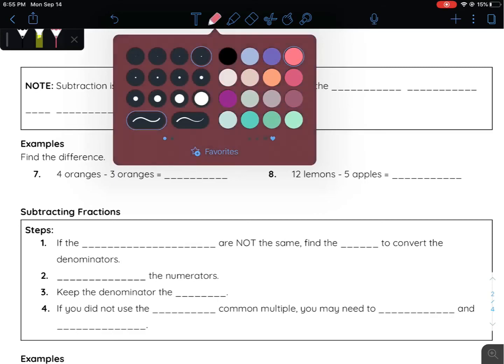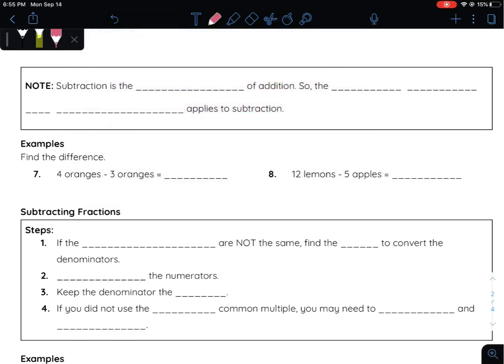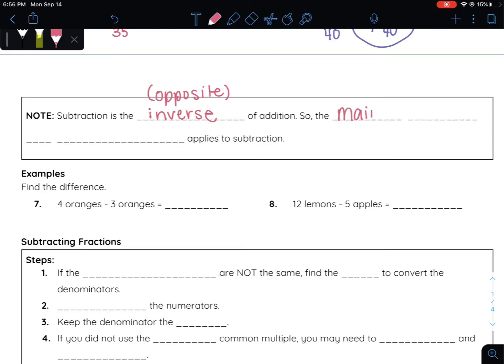So subtraction is what's called the inverse of addition. Another word for that is opposite, okay? So the main rule of addition from up above applies to subtraction. It's the same rule.